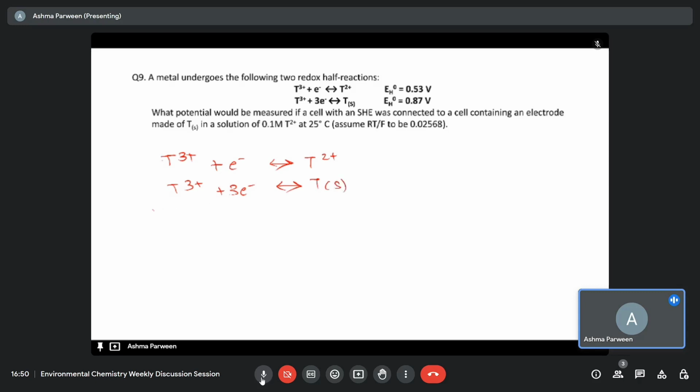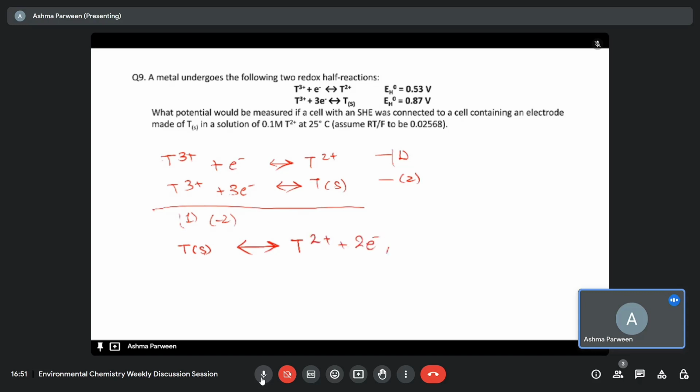So the electrode is made up of solid, so we will reverse this reaction. This is 1 and this is 2. So 1 minus 2. So T solid will give us T2+ plus 2 electrons.